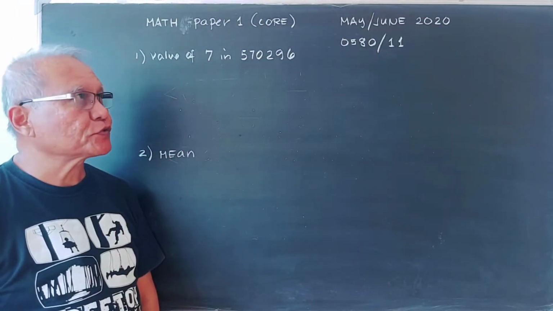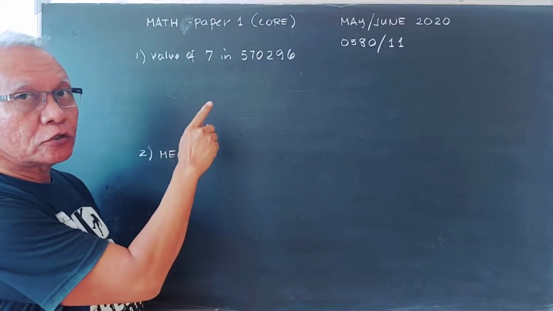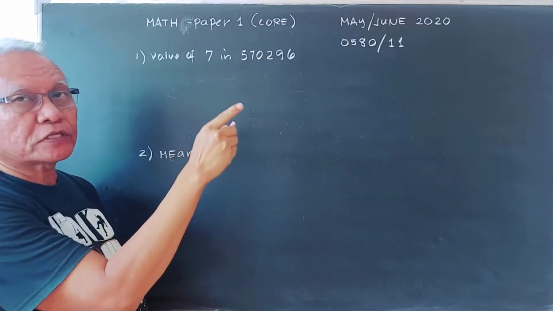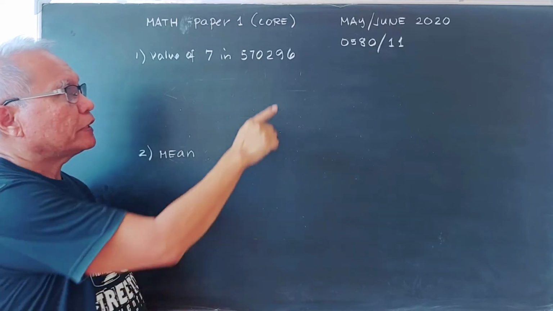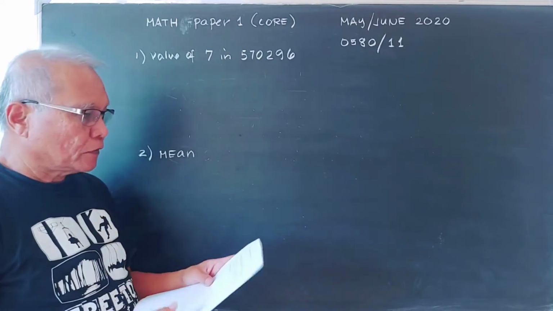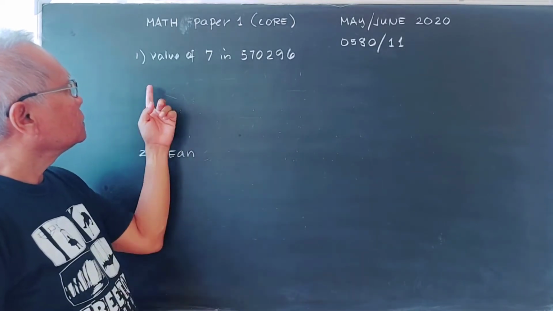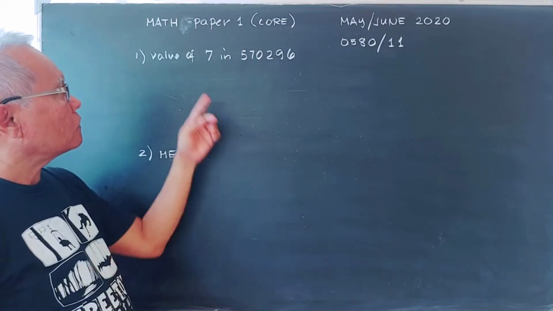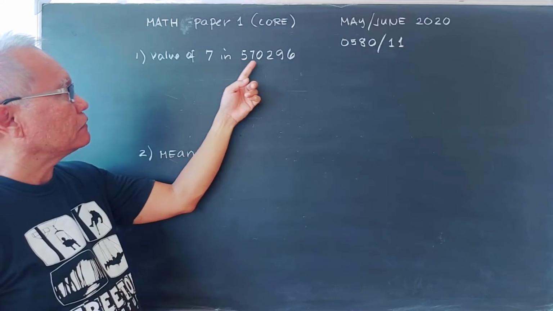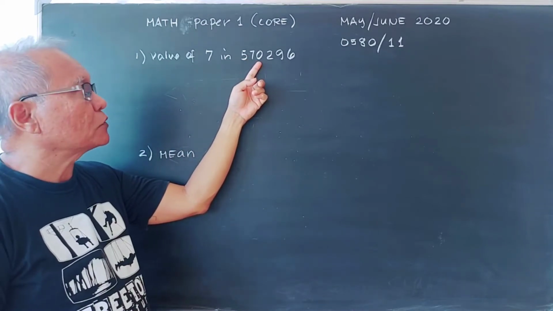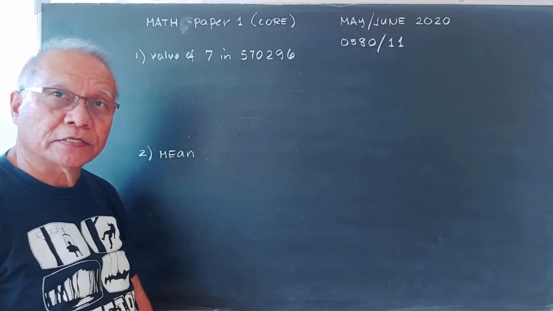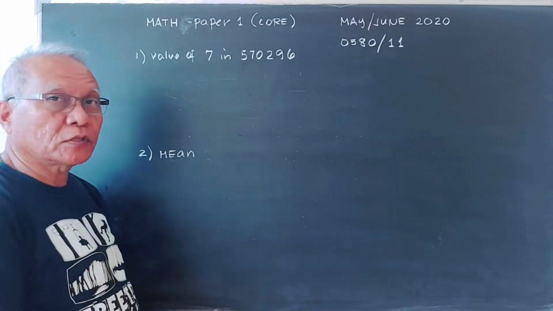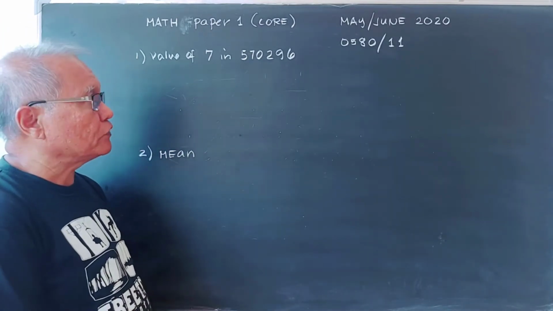Learners, today we are going to solve Paper 1 Core of May-June 2020, Paper 11. So we have this number 1. Write down the value of the 7 in 570,296. So we need first to know the place value of our digits.